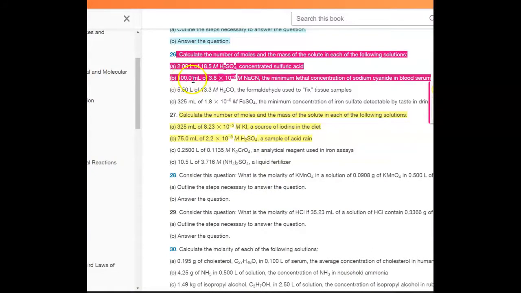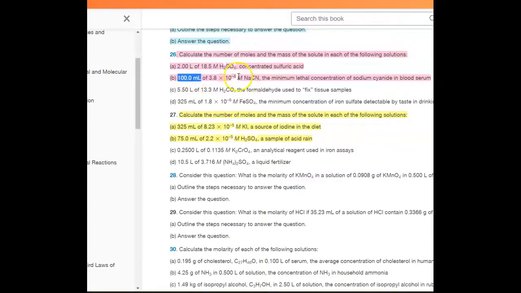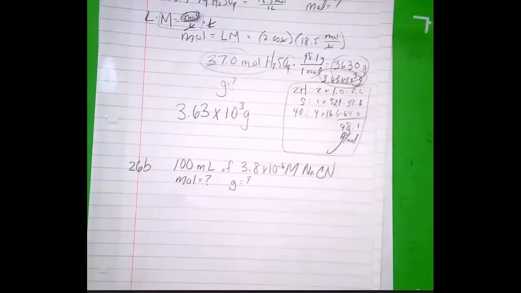26B is the same kind of problem, except they gave me milliliters, but they did give me molar. So I'm going to write down the givens, and my unknowns are both moles and mass. So first I'll find the moles. Once I find the moles, it's easy to find the mass. I go to my trusty periodic table and convert. So let's do it.